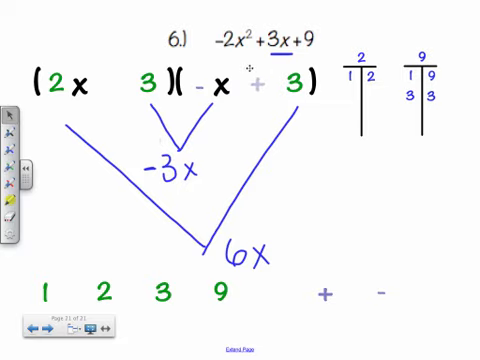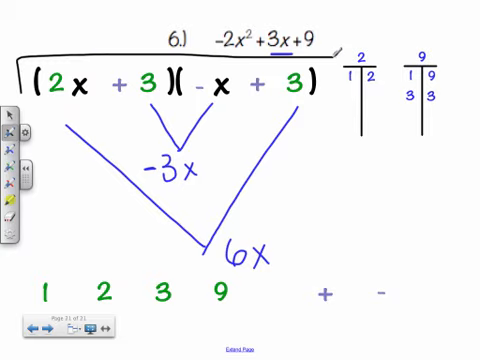Let's just double check to make sure that it really does multiply out to give me a positive 9. 3 multiplied by 3 is positive 9. 2x multiplied by negative x is the negative 2x squared that I want, and these two inner terms right here will add up to give me the positive 3x, so I know that that is correct. So my factored form of negative 2x squared plus 3x plus 9 is the quantity 2x plus 3 multiplied by the quantity negative x plus 3.